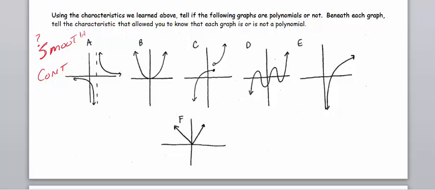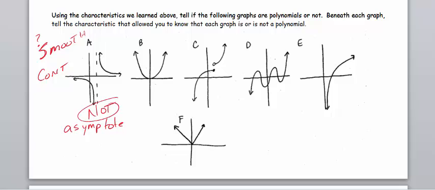So, question A, definitely not smooth. So it's not a polynomial because we have this break. We have an asymptote. An asymptote is something that the line approaches but it never touches. So it is not a polynomial function.